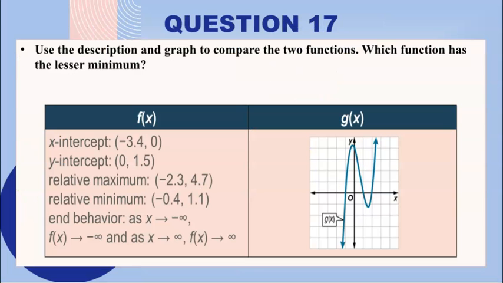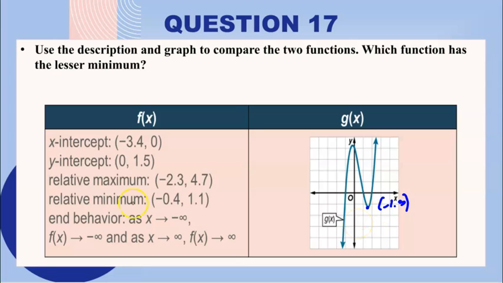And our final question. Use the description and the graph to compare the two functions. Which function has a lesser minimum, which just means which one goes down further, that has a lower lowest point. So we were comparing f of x and g of x. G of x is right here. So that goes down to about negative 1.3. That's just a rough estimate.